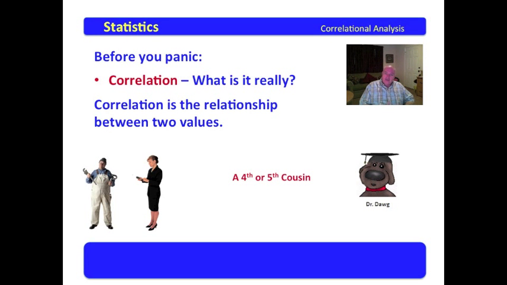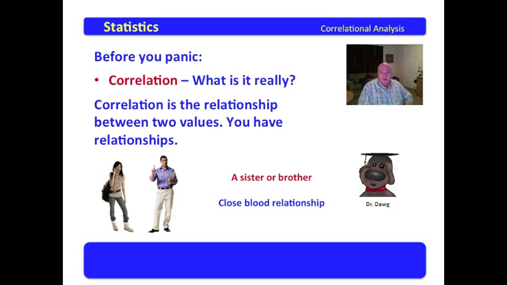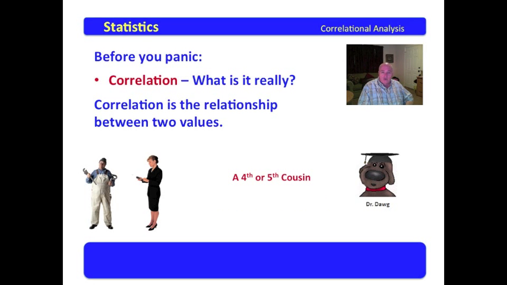Now, correlation is a relationship. You can have a fourth or a fifth cousin. Now, think about that. You have a brother or sister, which is a close blood relation. Then you have a fourth or fifth cousin, which is a weak blood relation. In East Texas, where I come from, it's considered proper. You can marry a cousin who is more distantly related to you than a third cousin. And if you want to marry a first cousin, I understand you have to go to Arkansas.